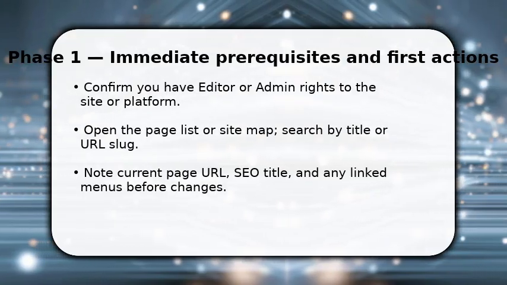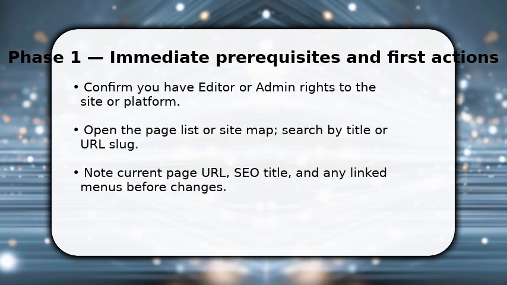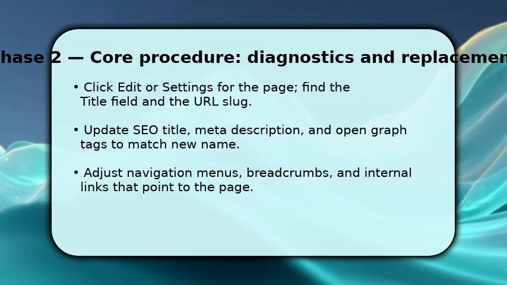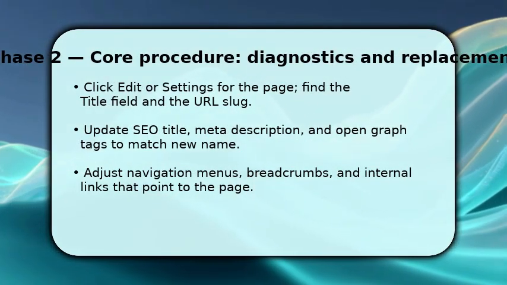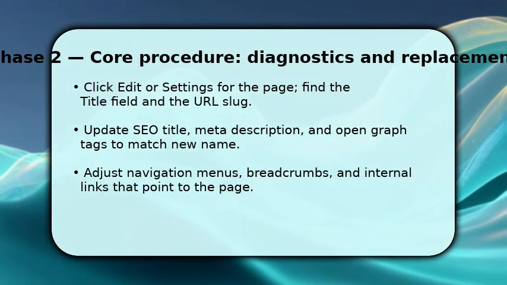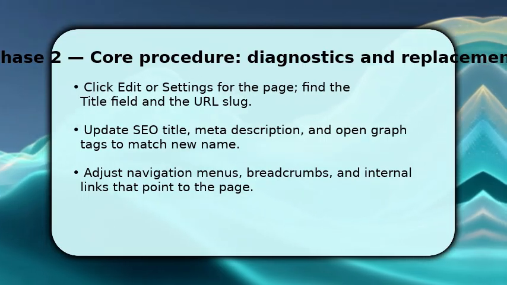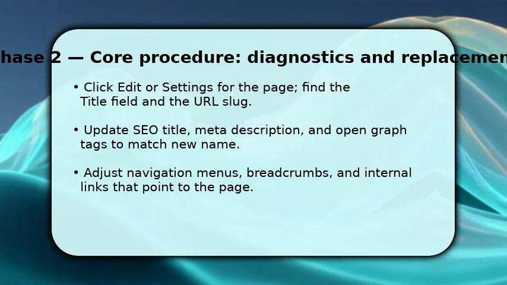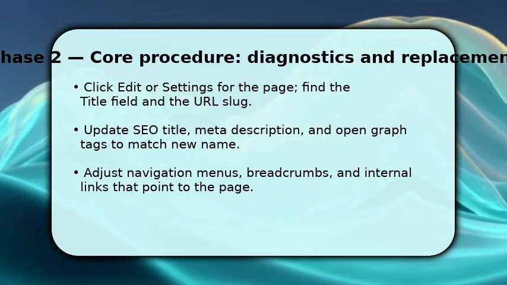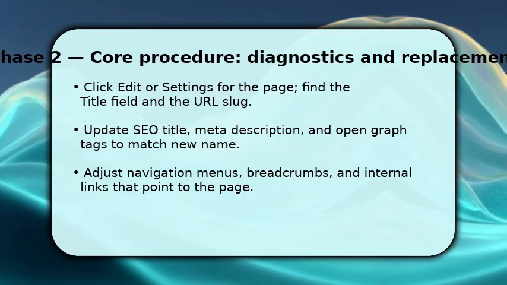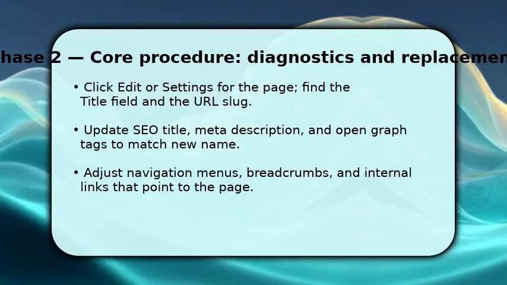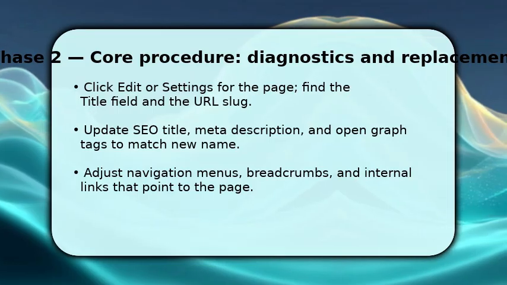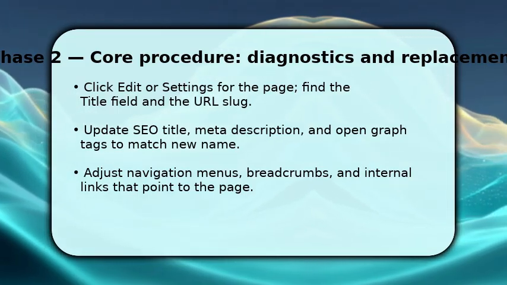You now enter the edit mode and change the visible title field. This updates what visitors see immediately. At the same time, update the URL slug if needed, but be aware that changing a slug can break links, so create redirects. Then revise SEO title, meta description, and open graph tags so search engines and social shares show the new name. Also, update menus and internal links, doing all related fields.